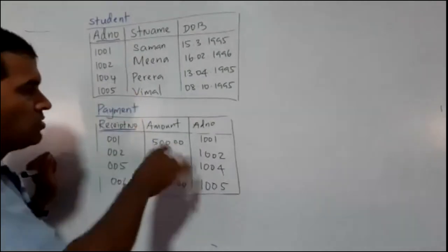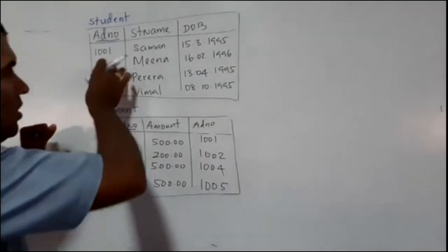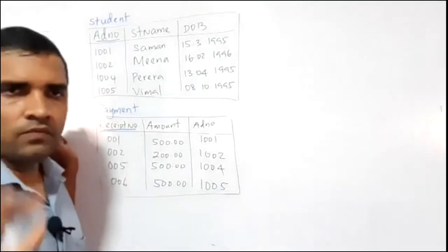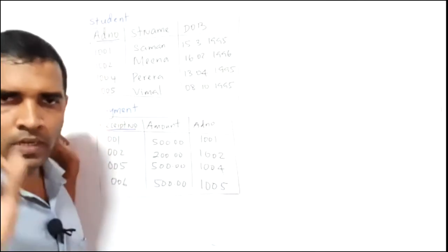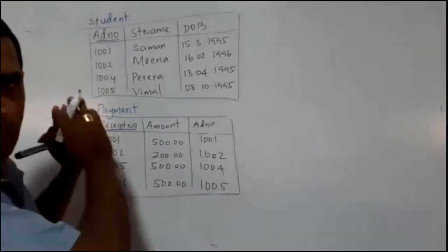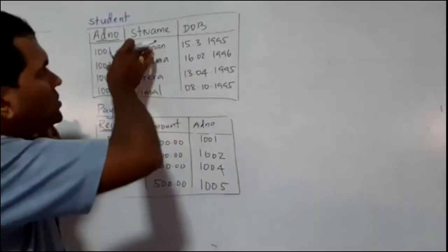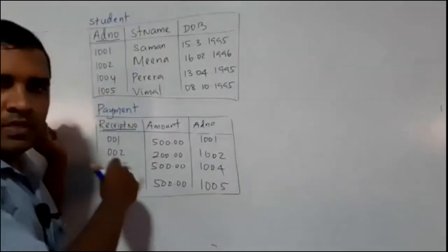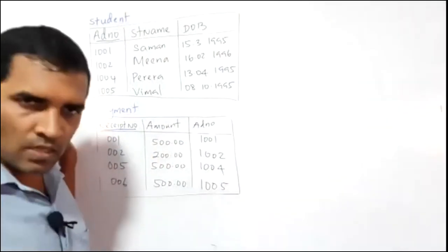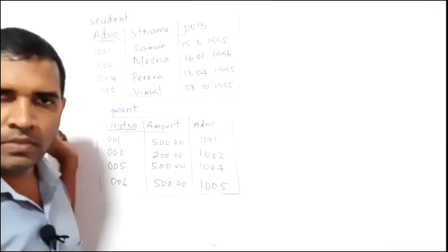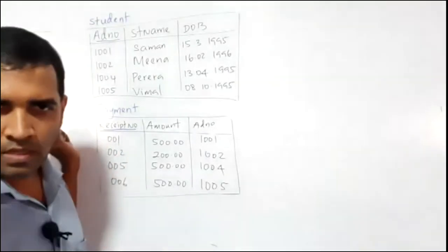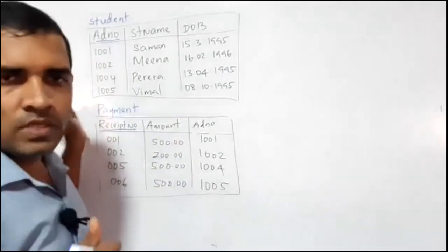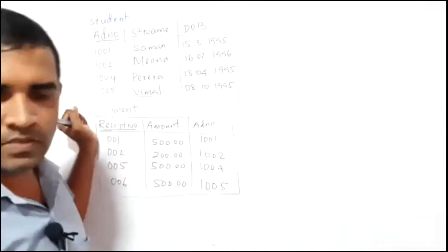So how to check the relationship? You have to take the common field into consideration. Keep an eye on the common field. Forget about the rest of the fields. This student table may have many fields, and this payment table also has many fields. Forget all of them, hide all of them, except the common field, because the common field is the one which creates the relationship.